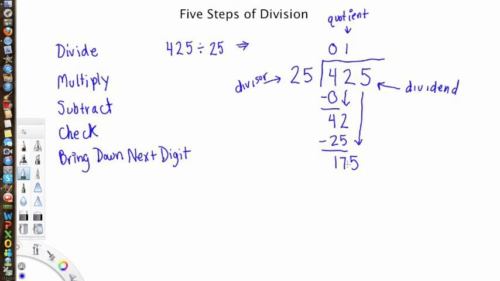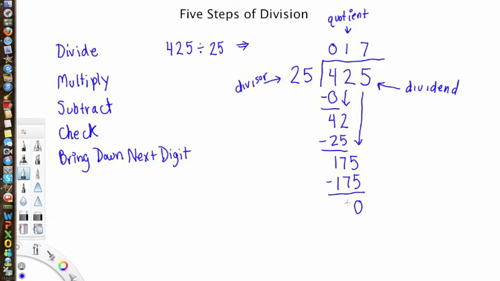25 will go into 175. How many times? Well, I know 25 goes into 100 4 times. 25 goes into 75 3 times. So there we have it, 7 times. 7 times 25 is 175. Or 25 quarters is $1.75. And then we subtract and we get 0.